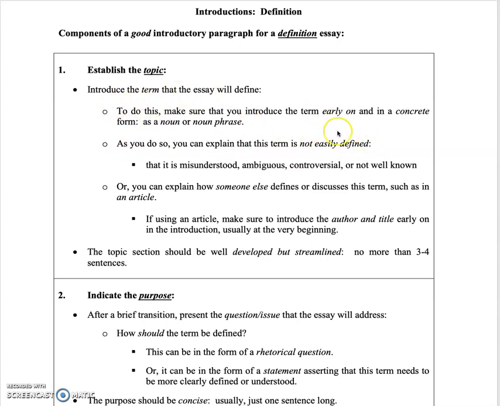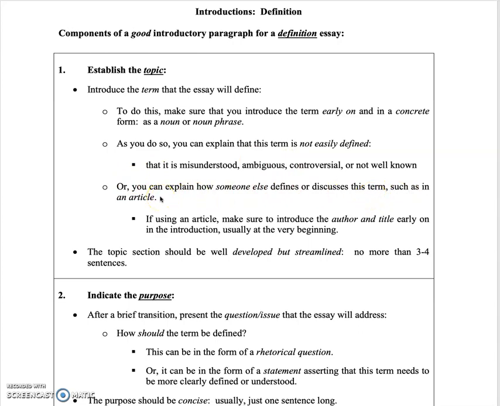So in the sentence that you introduce the term, you're saying, well, there's controversy or ambiguity about this term and how it should be defined, or it's just not very well known. People don't really know what it is. And then you can give a couple examples that demonstrate that the term is not very well understood or controversial, ambiguous. Or you could explain how someone else defines the term, such as in an article.